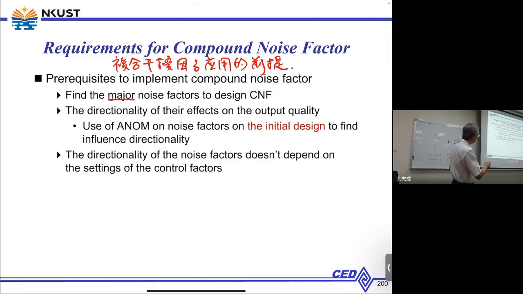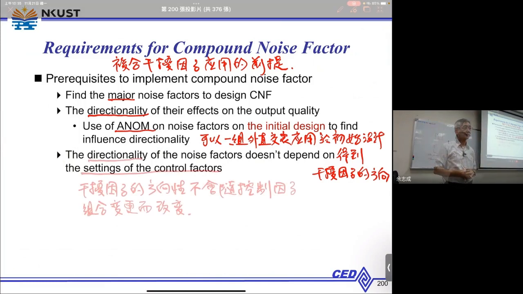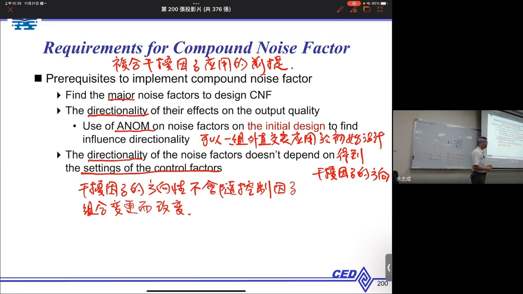But from this major noise, you need to study the directions in order to consider the combination of the noise factors. If you don't know the direction, you can use analysis of means on the initial design. Then you can have the direction of the noise factors. How about the third? The direction of the noise should be the same through the design range. The directionality of the noise factors will not depend on the setting of control factors.